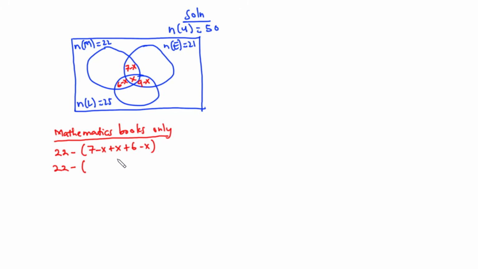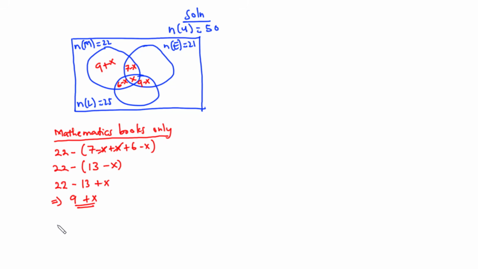Now 7 plus 6 is 13. Negative x cancels out positive x, and we are left with negative x. So we have 22 minus 13 plus x. 22 minus 13 is 9. So we have 9 plus x. So this is the expression for the number of students who had mathematics books only. So let's write 9 plus x here.